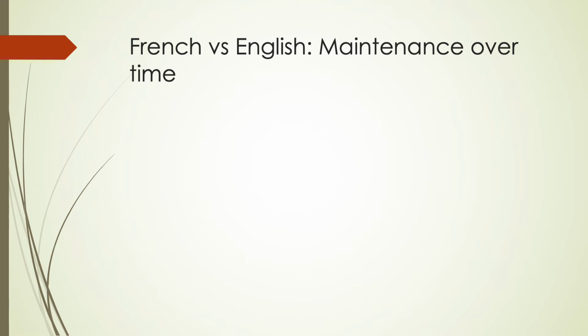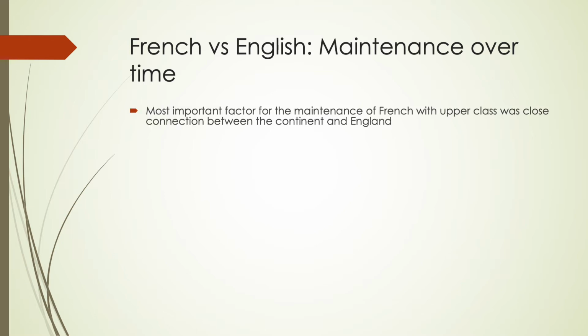When we see French and English happening both at the same time during this period, the most important factor for how French was maintained was that the upper class was maintaining a close connection with the continent and with England together. So there was still a lot of contact between England and the French continent. And so this was important for how French was being able to be maintained. They were able to continue speaking in French because they still had contact with other French speakers. They were in power, and so they were able to use their language as they were in power.